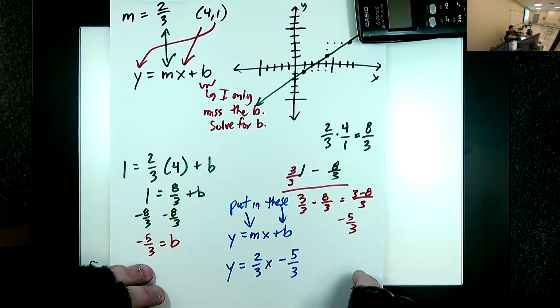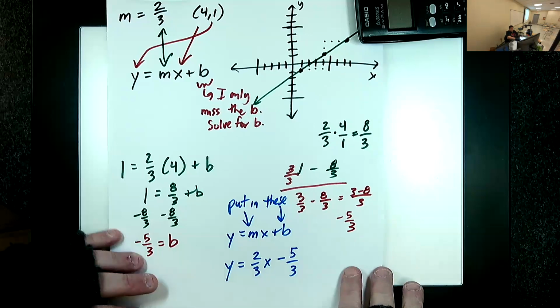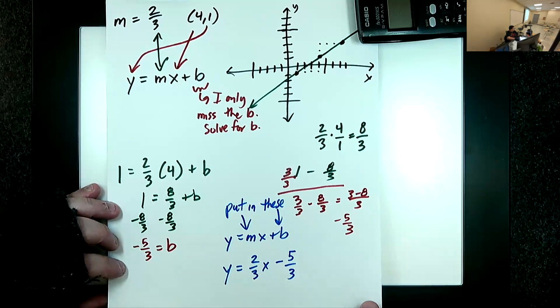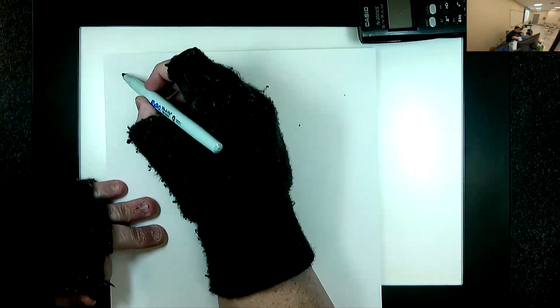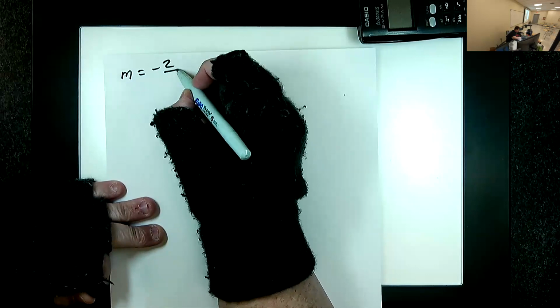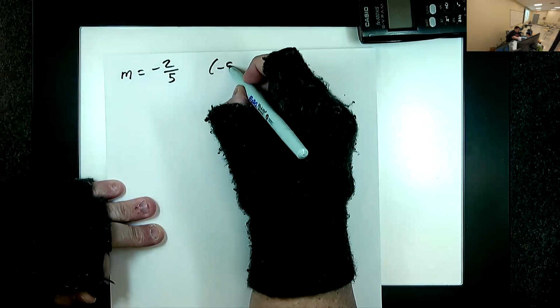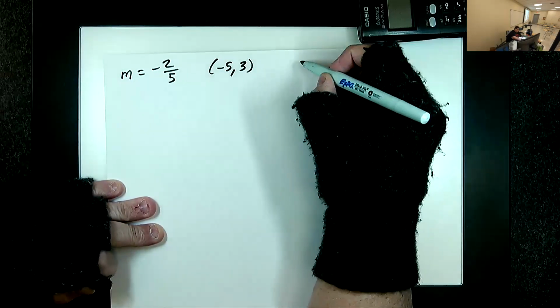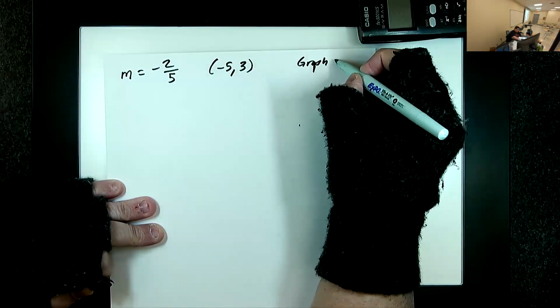Ready for one more? Or ready to try one on your own? You good, Jared? Okay. You guys give it a try. We're going to do m equals -2/5, and we'll use the point (-5, 3). Graph it and find the equation.